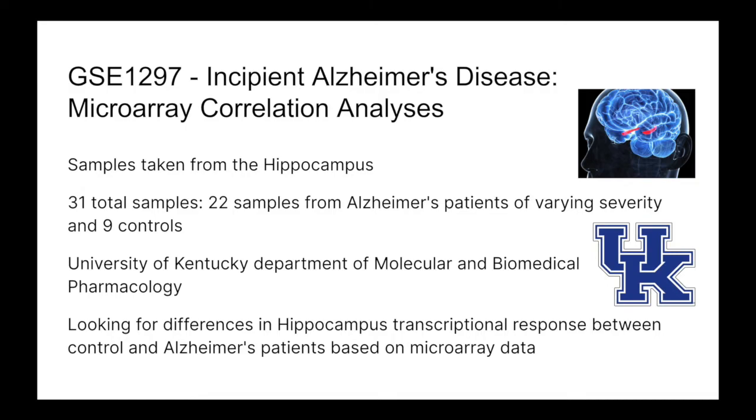In our analysis, we used GSE1297, incipient Alzheimer's disease microarray correlation analyses. This study performed microarray on samples from the hippocampus, a region of the brain known to be associated with Alzheimer's. There were 31 samples, including 22 from patients with varying degrees of Alzheimer's and 9 controls. The researchers at the University of Kentucky were specifically looking for differences in hippocampal transcriptional response between the control and Alzheimer's patients, based on their microarray data.